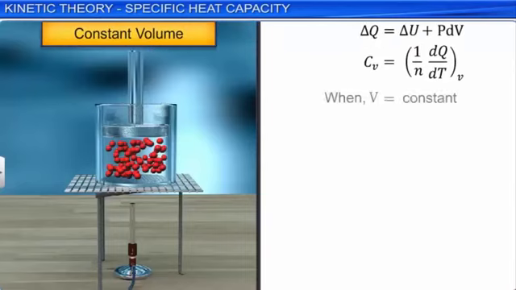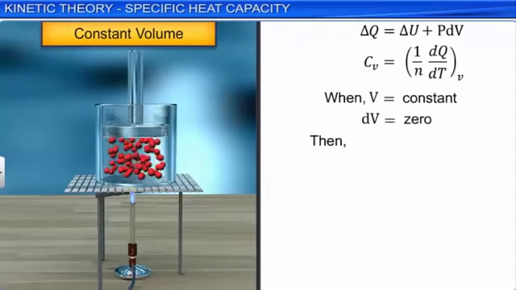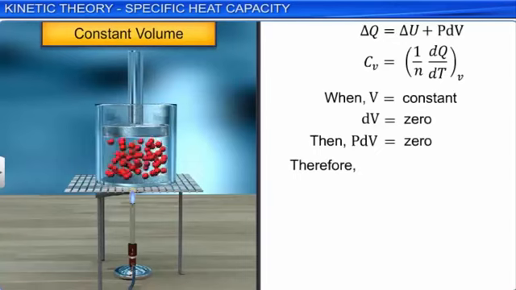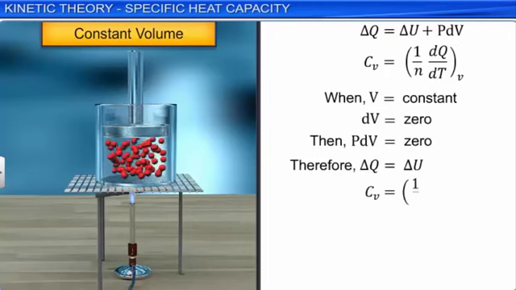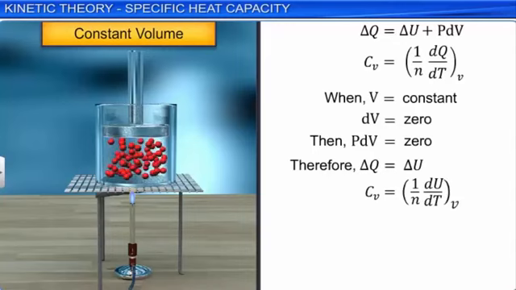When the volume is constant, the work done, PdV, is equal to 0. And the heat energy exchanged is equal to the change in the internal energy. Then the specific heat capacity at a constant volume is equal to 1 by N multiplied by dU by dT. Let this be equation 1.